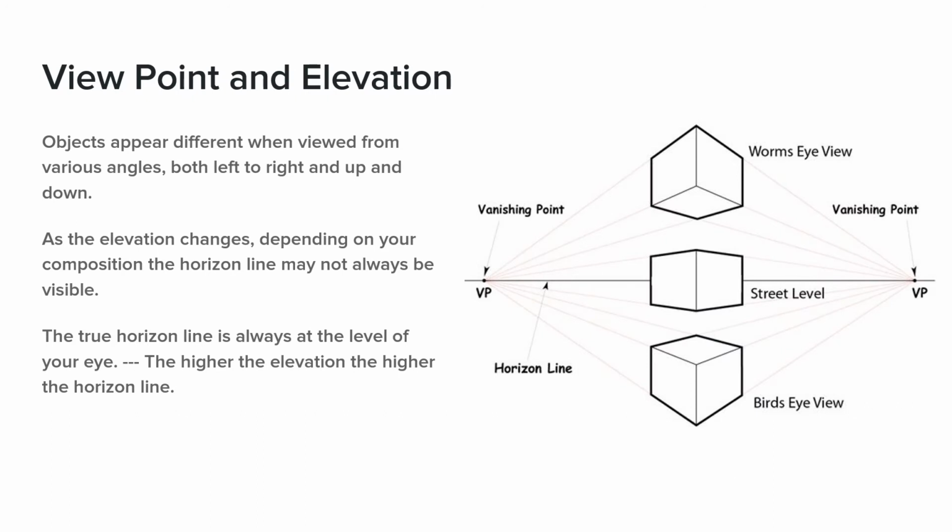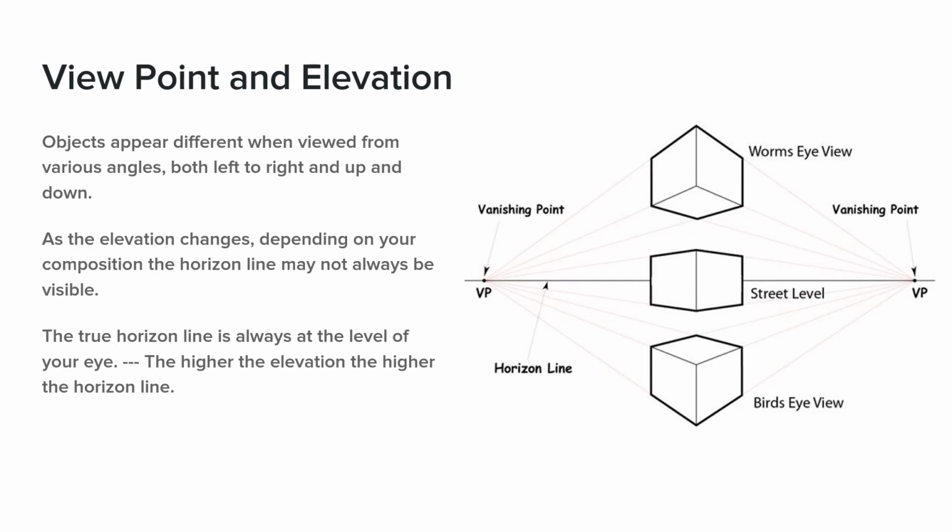Okay, so we're going to talk some more about the viewpoint and elevation. Objects appear differently when viewed from various angles, both left to right and up and down. Like we did with that exercise before, that's what we're talking about. The elevation changes depending on your composition. The horizon line may not always be visible. So if you are drawing something from a worm's eye view, like if you're laying on the ground looking up at a building, you're probably not going to see the horizon line on your image. Whereas if you're doing bird's eye view, you may also not see the horizon line on the image because it'll be so far up above that all you see is ground.